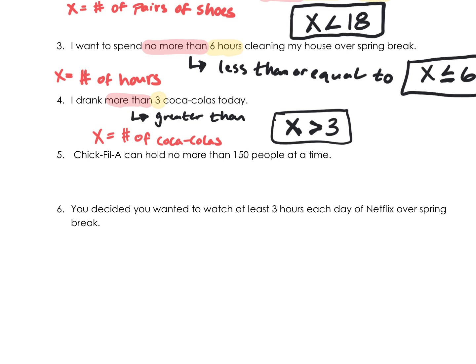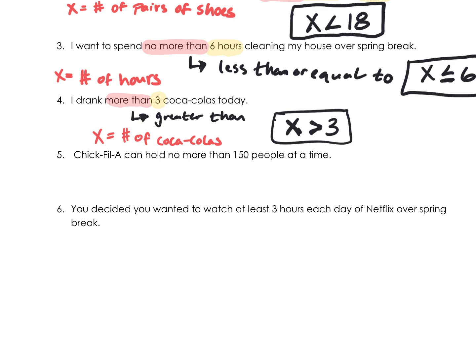Number 5, Chick-fil-A can hold no more than 150 people at a time. Pre-COVID worksheet. Not funny? Okay. All right.